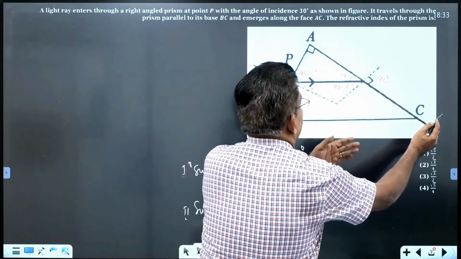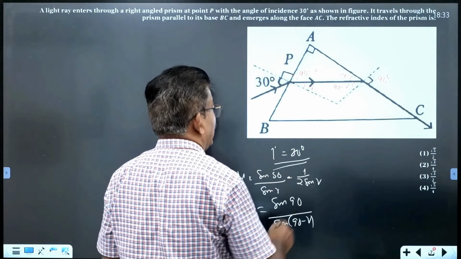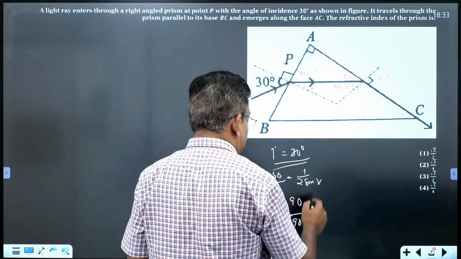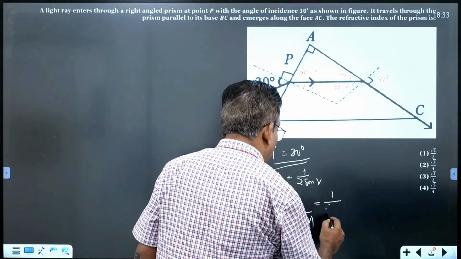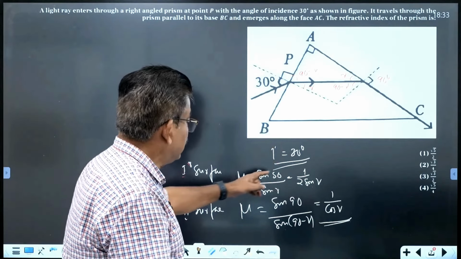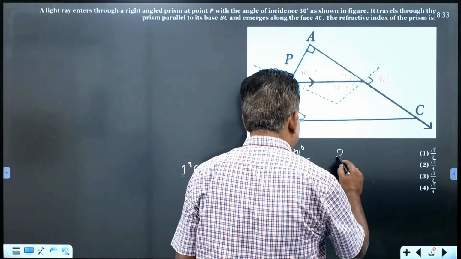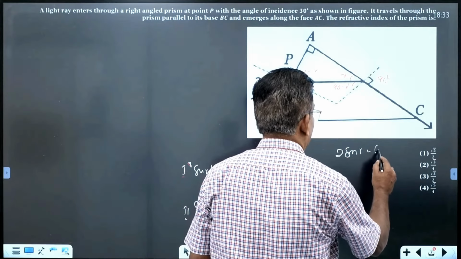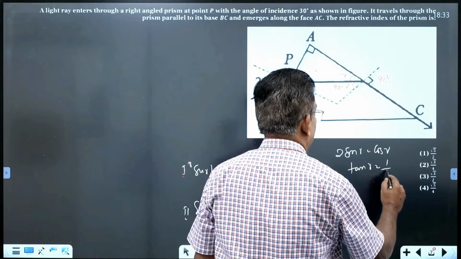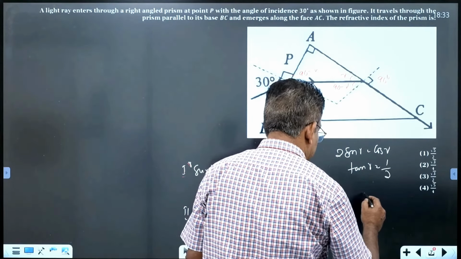Because here, you have to consider the light coming from the air to the material of the prism, so this is to be taken as the angle of incidence for the second case. This is the angle of refraction, so mu is 1 by cos R. For the first surface, mu is equal to 1 by sine 2R. We can equate them, so 2 sine R is equal to cos R. That gives tan R is equal to 1 by 2.